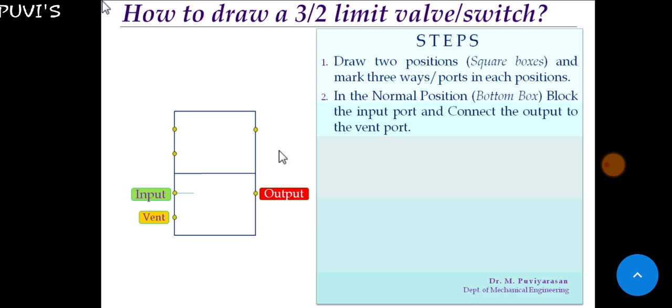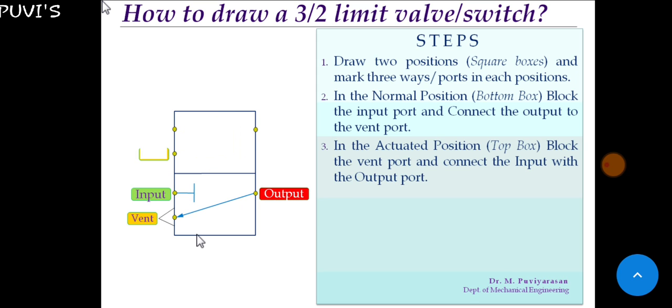Next step, in the normal position, block the input port and connect the output to the vent port. Then the next one is, in the actuated position, block the vent port and connect the input with the output port. The standard practice, we have to name only the normal position.